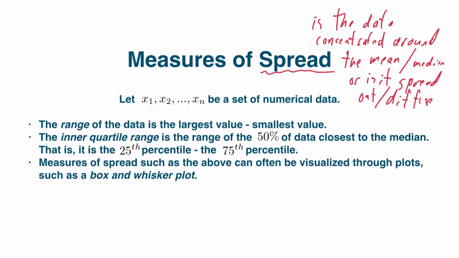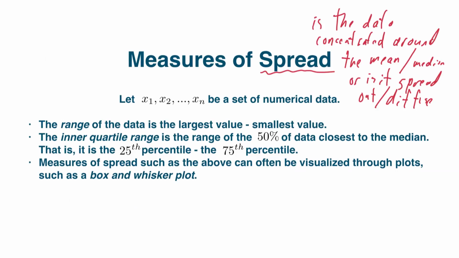So what are some measures of spread? Well, actually, we have some that correspond to the median and some that correspond to the mean. The ones for the median are simpler to compute, so I'll do those first. Measures of spread corresponding to the median are essentially percentiles. We will focus on the 25th and the 75th percentile.